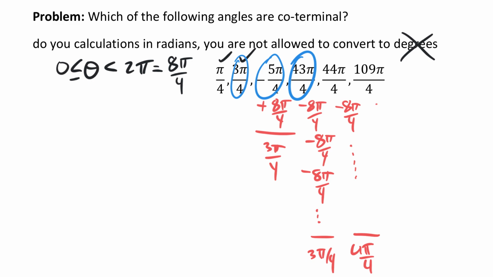All right, let's try that 109. We want to minus 8 pi over 4 a bunch of times. In other words, we can do 109 minus 8 and just keep subtracting 8. Working on our fraction skills, we should get down to 5 pi over 4. So again, unfortunately, this one is not coterminal.